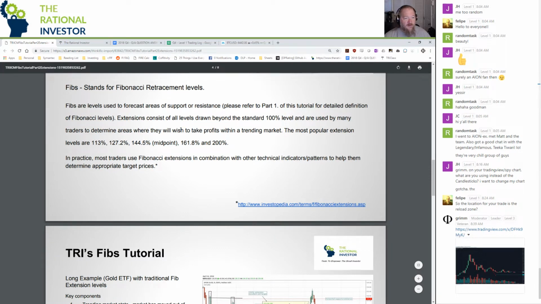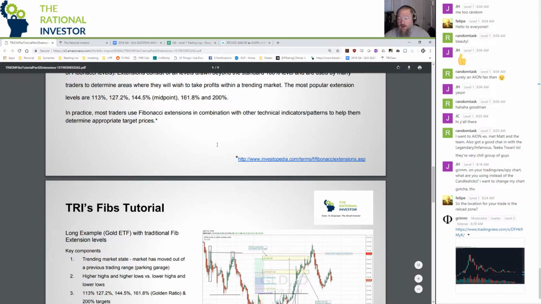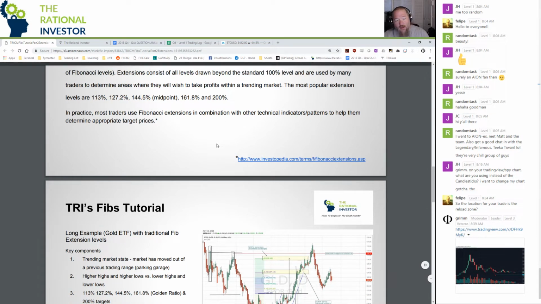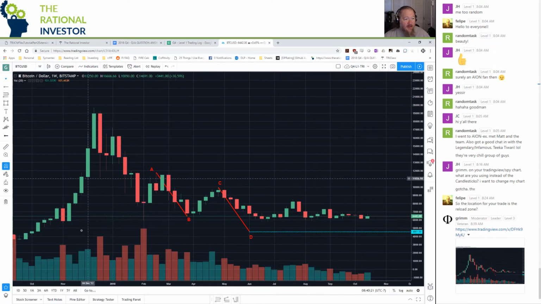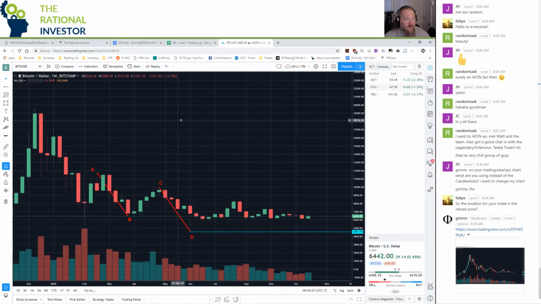Extension levels, best used in a trending market. Consists of all levels drawn beyond the 100% level and are used by many traders to determine where we will wish to take profits within a trending market. So oftentimes, there are some setups we have where we look to take profits at specific levels. On a 3-step setup, something that I will teach you guys, we look for a big move, we look for some structure.